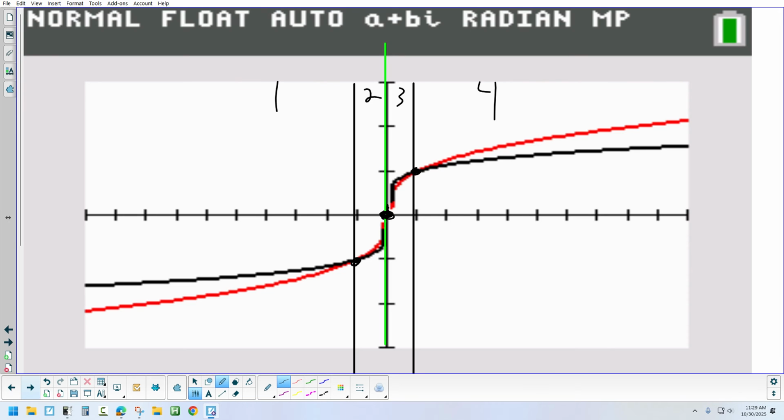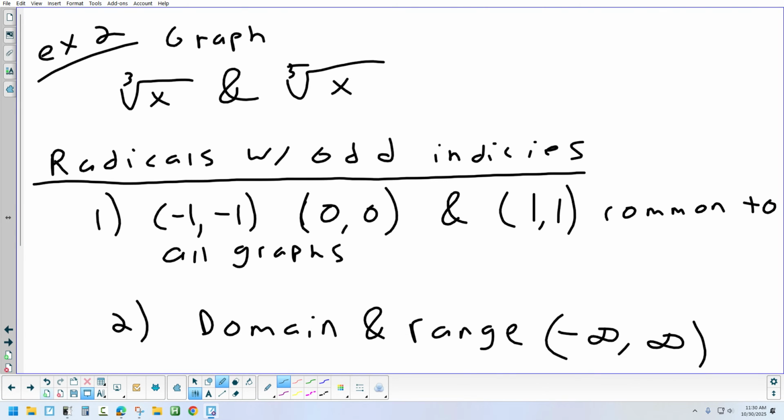What's the domain and range for these odd roots, in every odd root? Yeah, negative infinity to infinity. Domain is all real numbers. Odd roots go left and right forever. They go up and down forever.